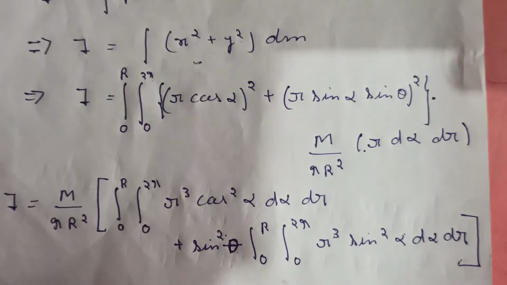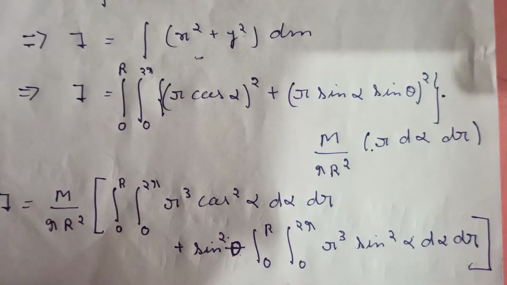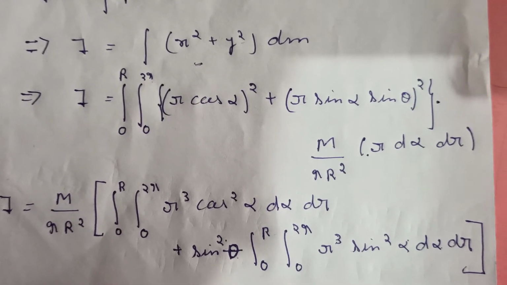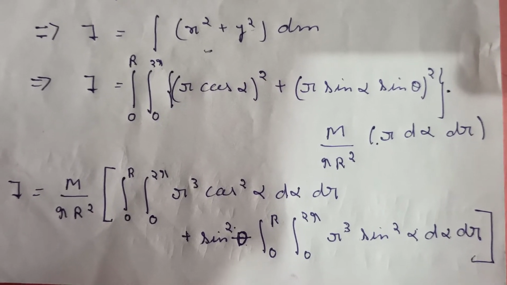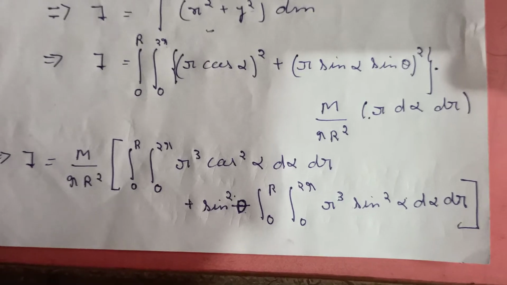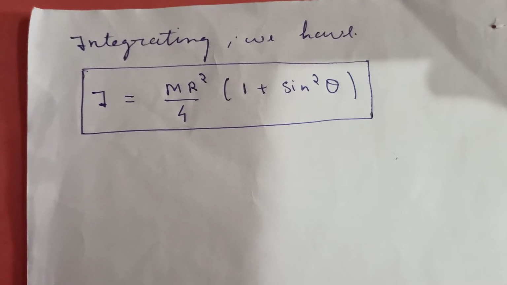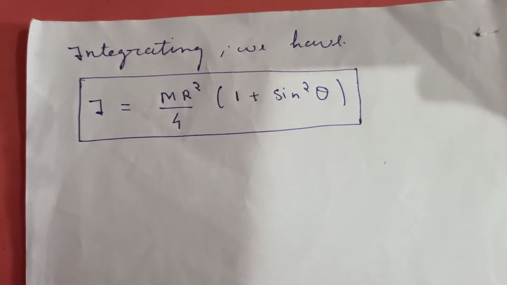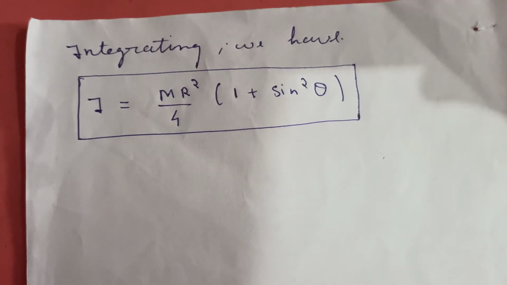Since the limits of alpha are from 0 to 2 pi, and the limits of r are 0 to capital R, which is the radius of the disk, our integration changes into a double integration over d alpha and dr. Now integrating this equation, we have I is equal to M R square upon 4 times 1 plus sine square theta. So this is the formula of the moment of inertia of a circular disc about some inclined axis.